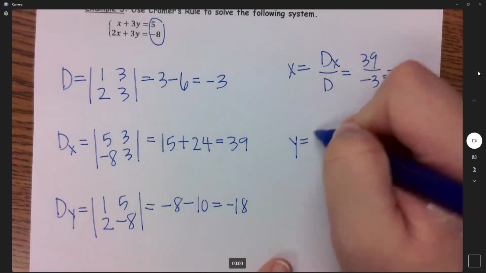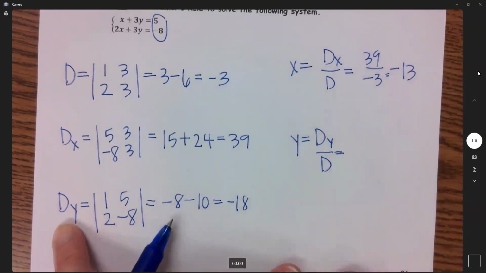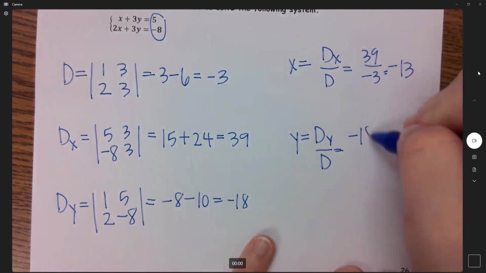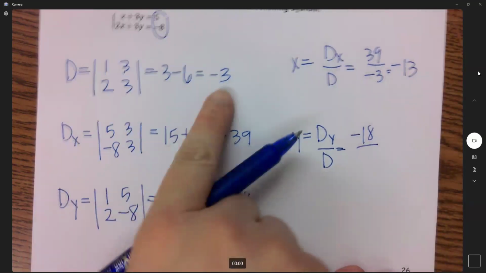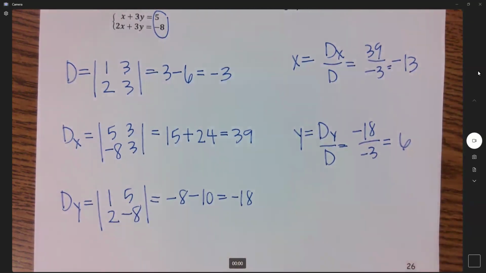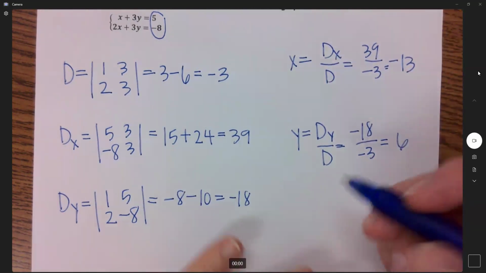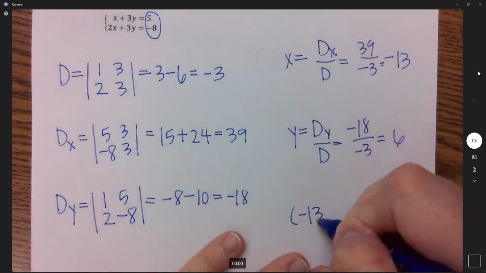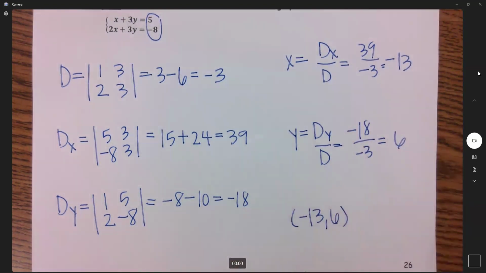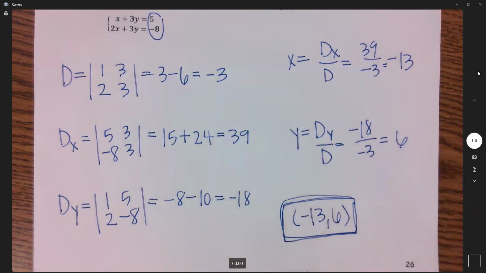And then y equals D sub y over D. D sub y is -18. And D is still -3. This one equals 6. Now, like before, my MyMathLab usually just wants to know x equals, y equals, but I need ordered pairs. So this is (-13, 6) for my final answer here.